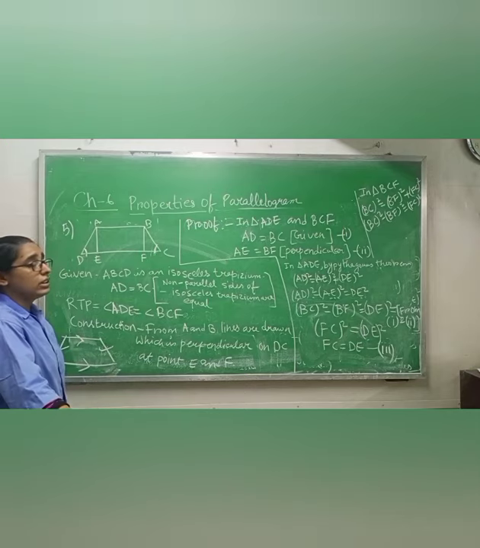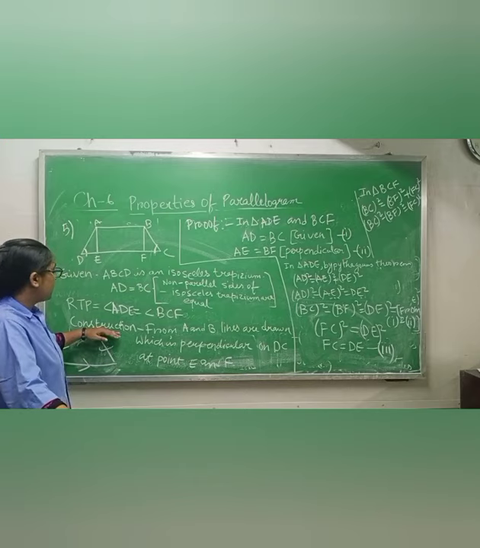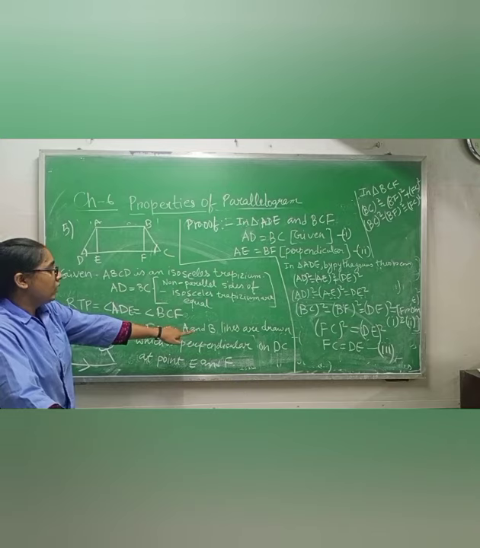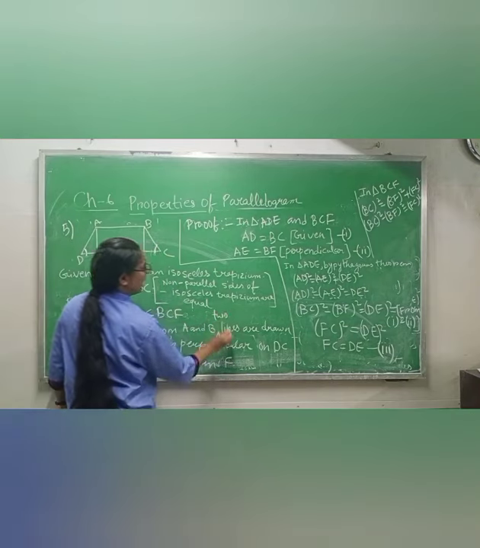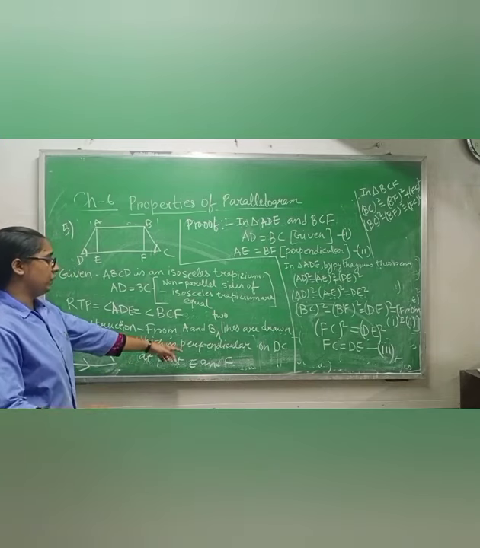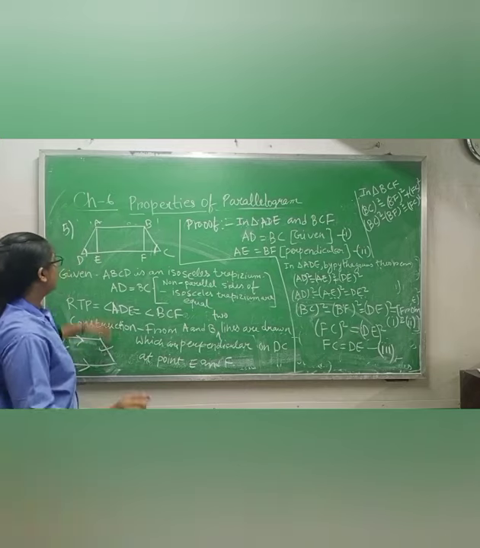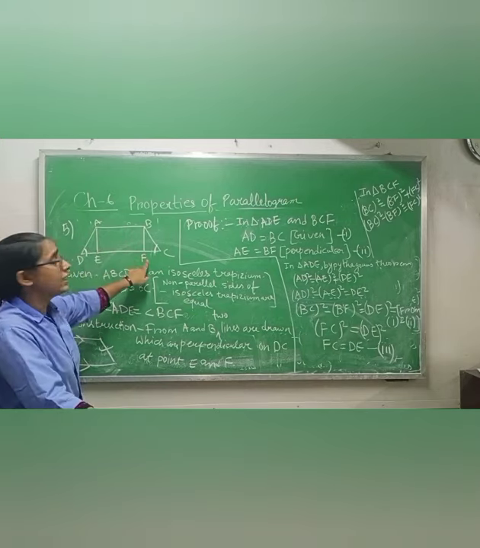Because we don't know anything related to isosceles trapezium up to here. So what I am doing, I am constructing one thing from A and B. From A and B, two lines are drawn, which are perpendicular on DC at the points E and F.